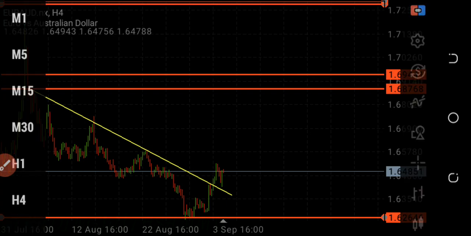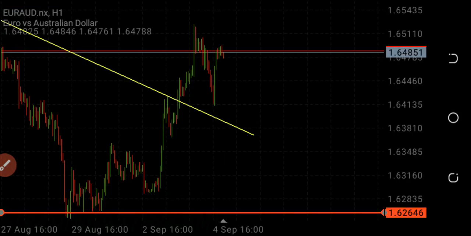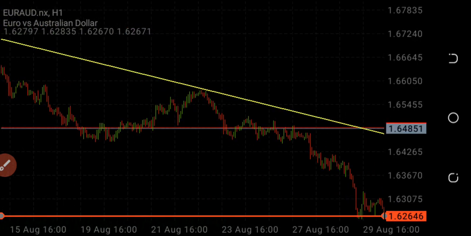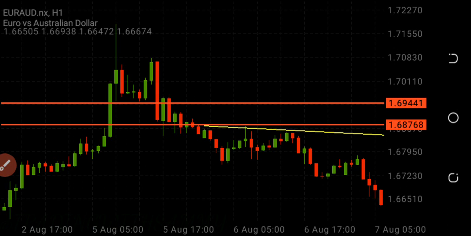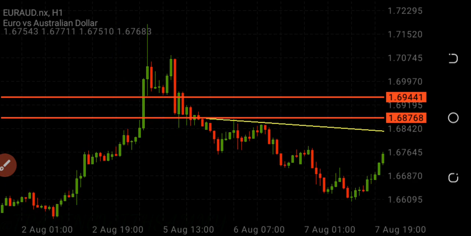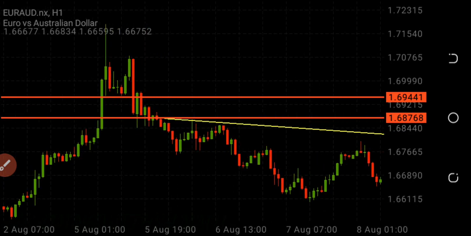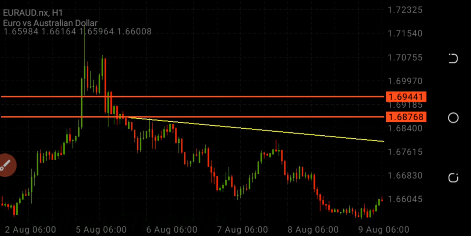Let's go to 1 hour, and confirm the fair value gap we saw. It might just happen. Now, why am I saying it might just happen? This is the zone here.